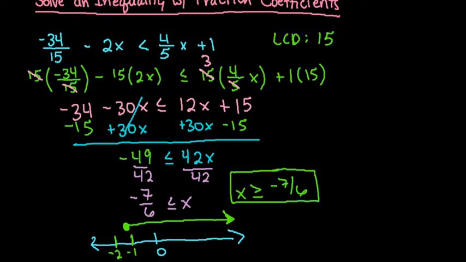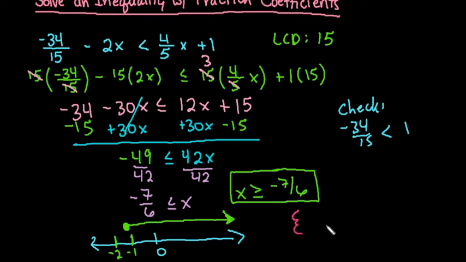If you plug in 0 into both sides of our original inequality, I would end up with negative 34/15 is less than positive 1, because if I plug in a 0 here and a 0 here, they just cancel out. And this is a true statement, so the set containing 0 does make sense.